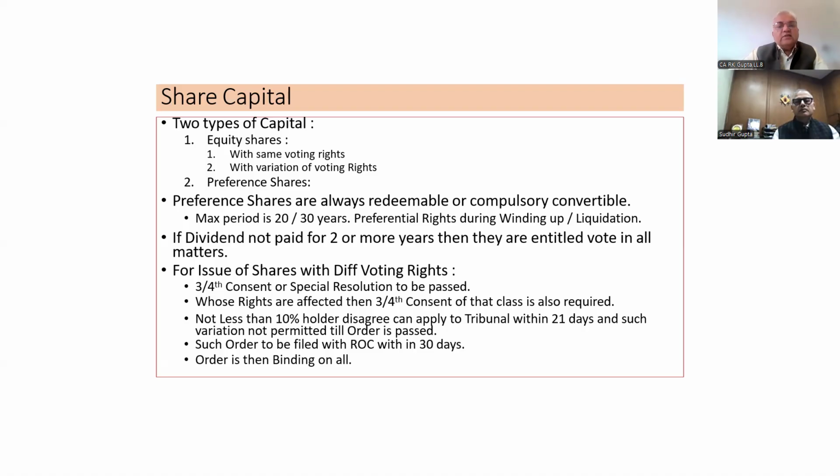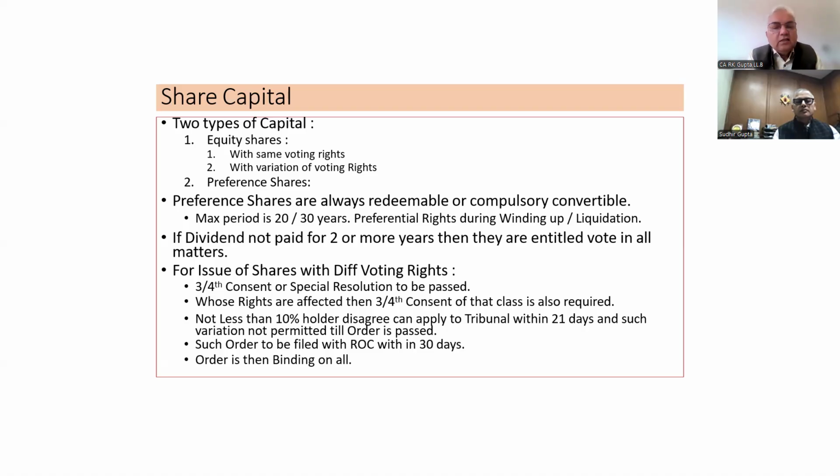So preference shares are always redeemable or compulsorily convertible. The maximum period is 20 years, or 30 years in case of infrastructure projects, and preferential rights during winding up and liquidation differ as against the normal rights. So they can attend the meetings only if their rights are being affected, or it is a case for winding up or liquidation, or dividend is not paid for 2 years or more, then they are entitled to vote in all the matters which affect the company.